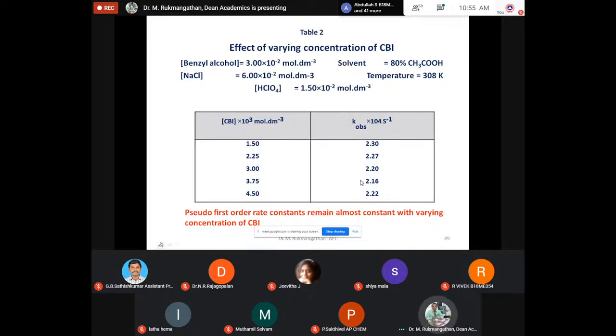This is another study. Here also the oxidant comes into play. If you look at the table, the kinetic runs have been carried out by varying the initial concentrations of the oxidant. Normally, the oxidant concentration which we keep is 3 into 10 power minus 3. But here we are varying the initial concentration of oxidant while keeping all other concentrations constant. We are not changing them. The pseudo first order rate constant, K observed, was obtained for each. The pseudo first order rate constants remain almost constant with varying concentration of CBI.